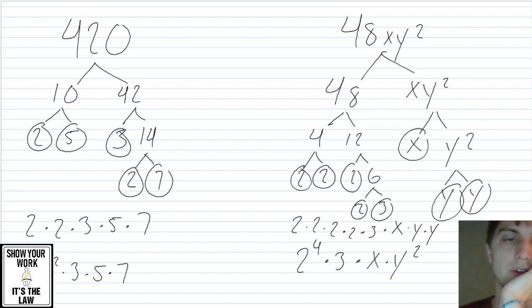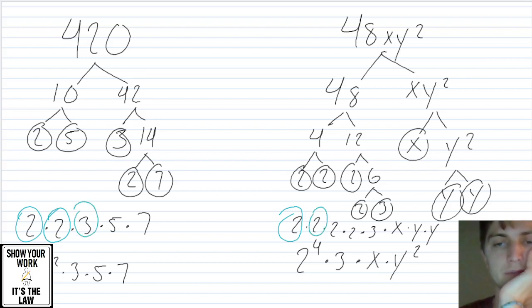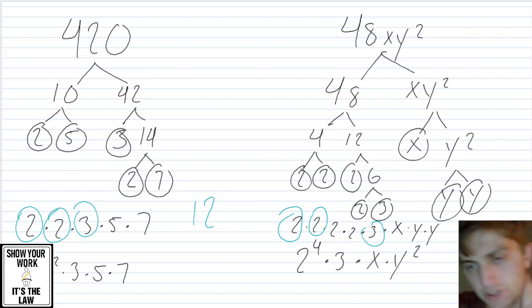So if we want to find the greatest common factor between these two, we find what they each have in common. They got a 2 in common. They got another 2 in common. They got a 3 in common. And so the greatest common factor of these two would be 12. Okay. Anyway, factor trees. We're going to be using them a lot.